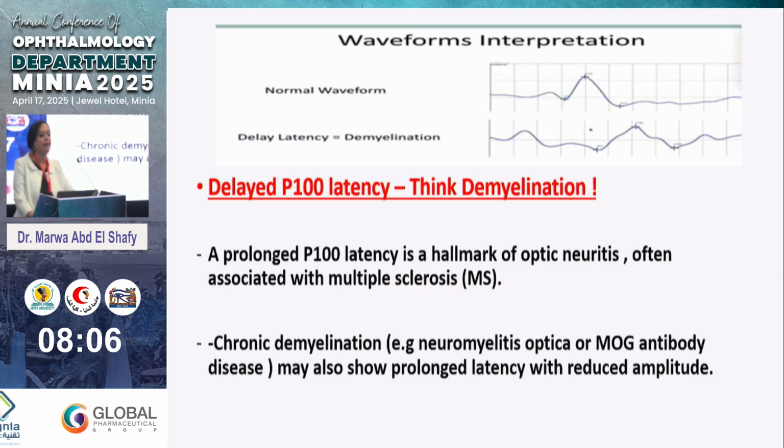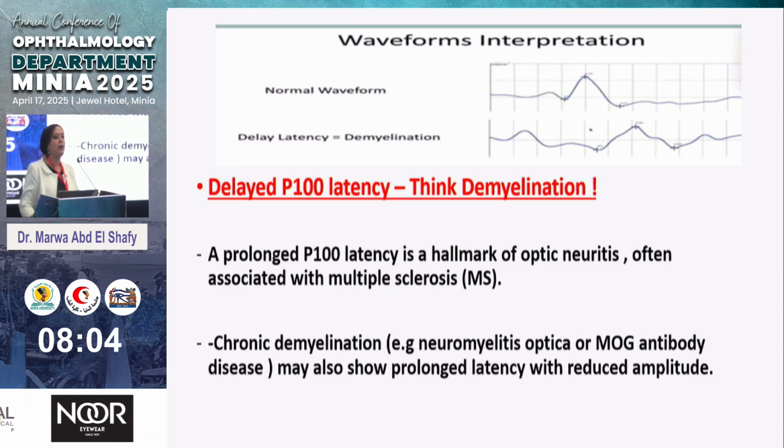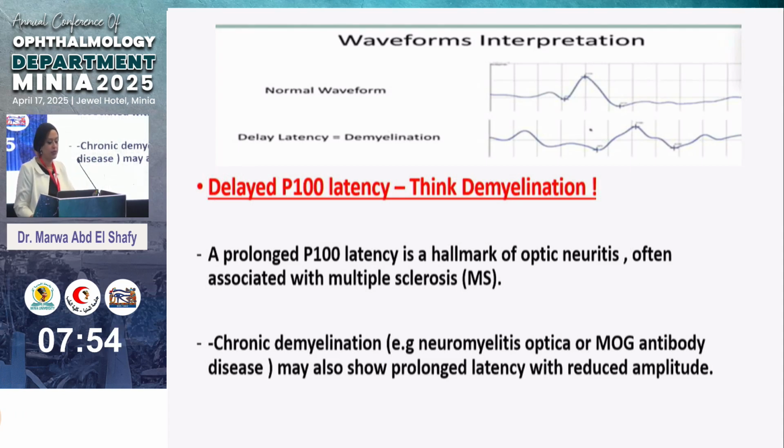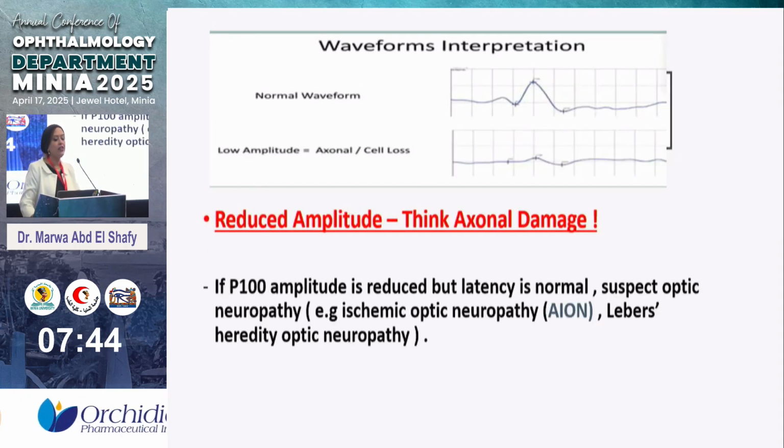In the waveform interpretation, where there is delayed P100 latency, think about demyelination. A prolonged P100 latency is a hallmark of optic neuritis and is often associated with multiple sclerosis. In cases of chronic demyelination, like neuromyelitis optica, we may also have a prolonged latency and reduced amplitude. If we have a reduced amplitude, think about axonal damage. Low amplitude means that there is an axonal or cell loss.